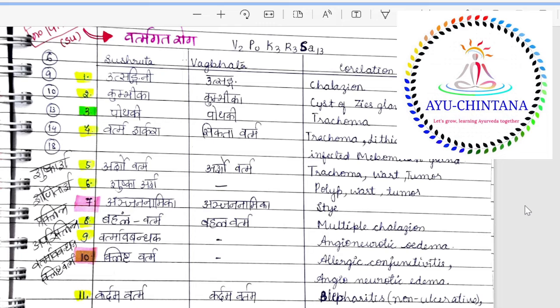So in the first five Vyadhis of Vartmagata Roga, the first, second, fourth and fifth are Sannipataja. Only the third one, Pothaki, is a Kaphaja Vyadhi. Got it?